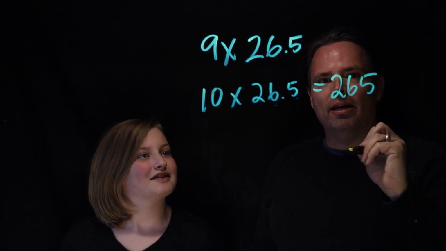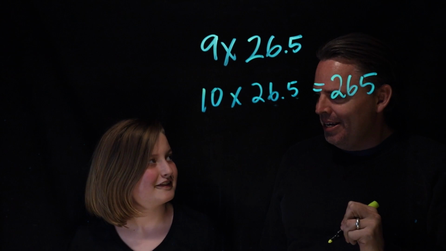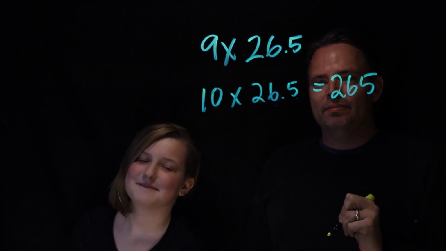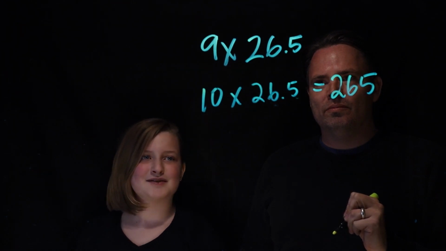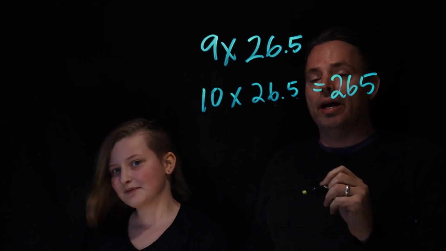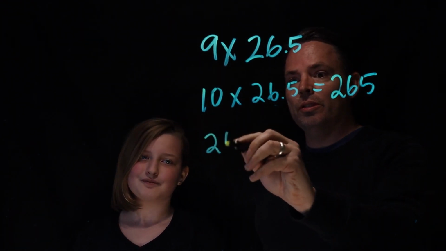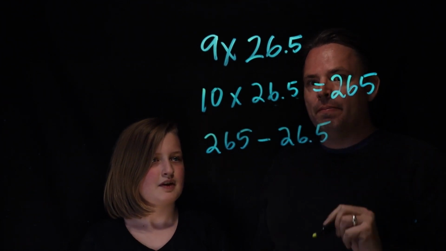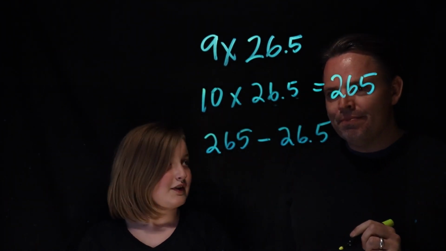265. Okay, but we're not done, are we? No, because I said 10 instead of 9. So now, Mark, we have to minus 1 group of 26.5. So what's 265 minus 26.5? Well, let's find that out now.